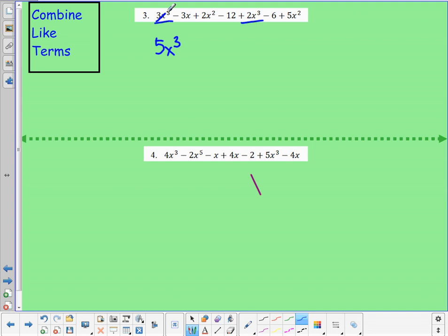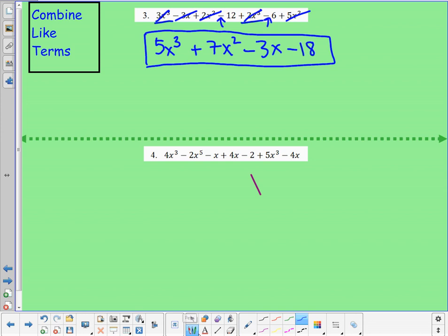Then x to the 2nd. X to the 2nd, I have 2 and 5. So that gives me 7x squared. Add the coefficients, keep the power the same. Those are done. X terms, I only have one x term here, so it's just going to stay by itself. Negative 3x. That's done. And negative 12 minus 6. They're both negative. Since they're both negative, I add them together, and that's minus 18. So there's my standard form there.